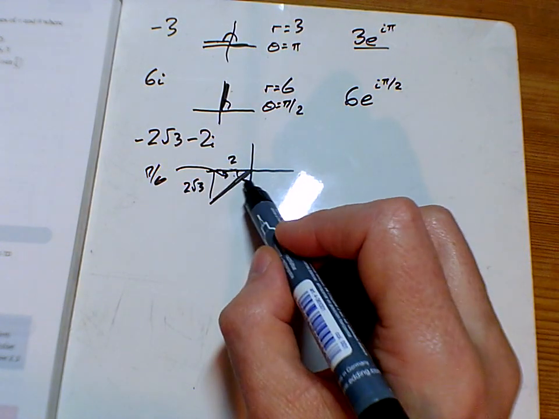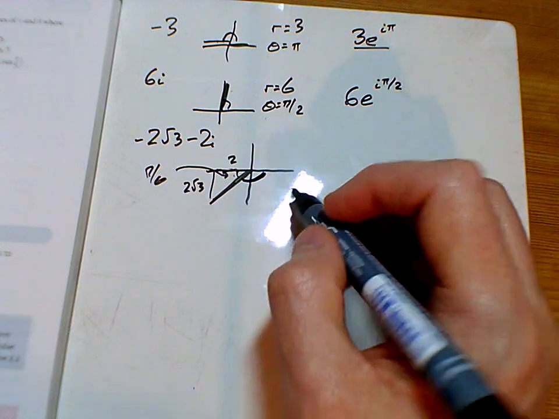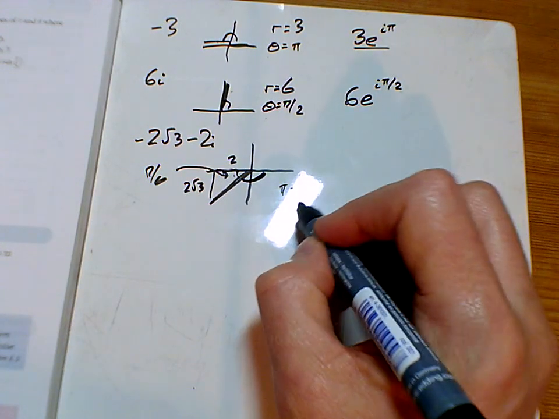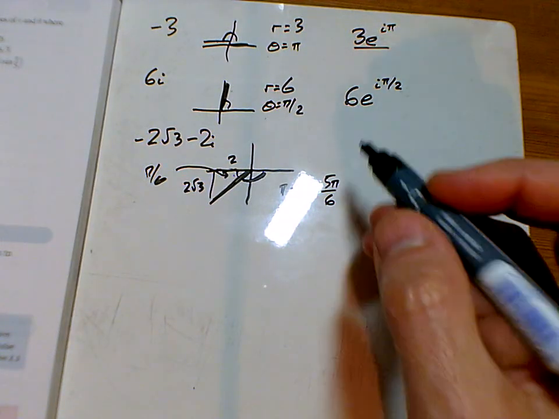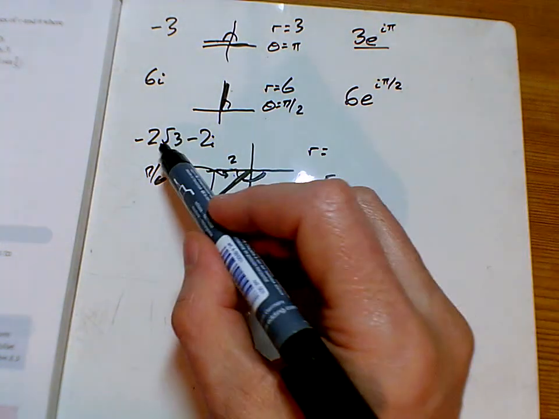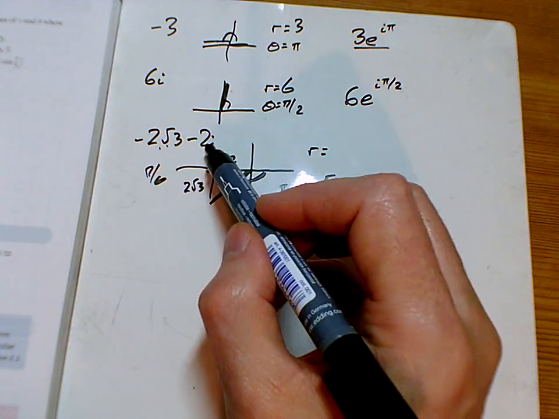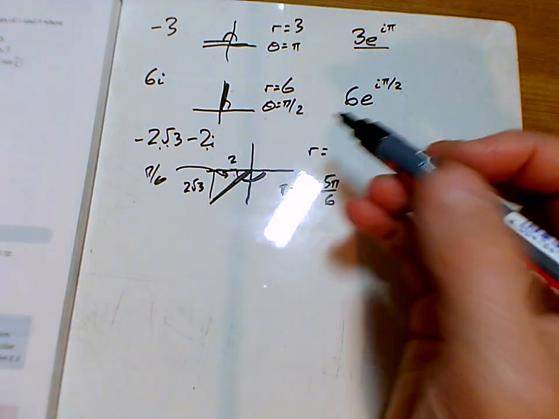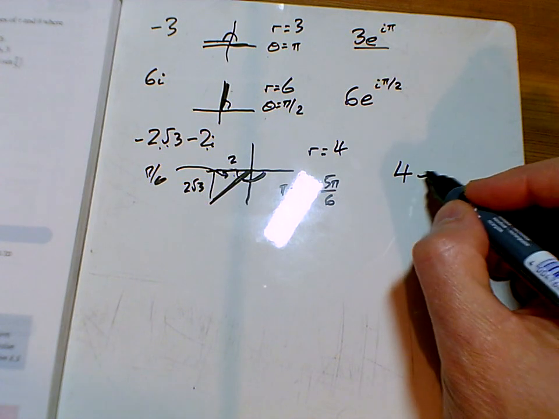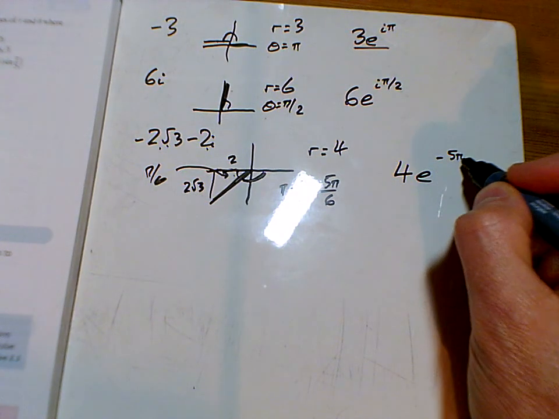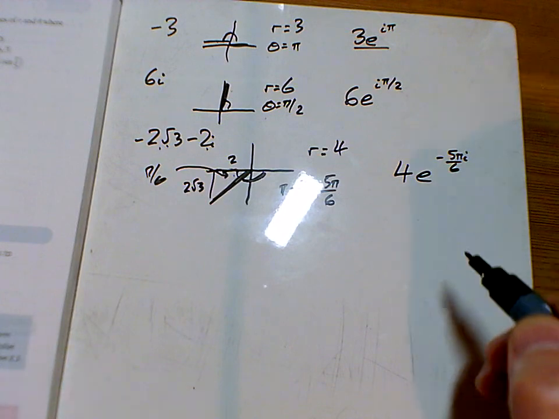And the angle we want is this angle here. And so I'm going to do pi take away pi over 6 to make 5 pi over 6. There's the angle. Now to find the length, we're just using Pythagoras for these two things. So this squared and this squared, square rooted, and that's just turning out to be 4. So this one here is 4e to the minus 5 pi over 6 times i.